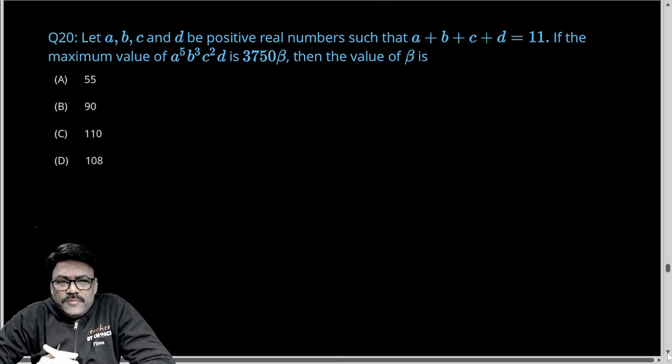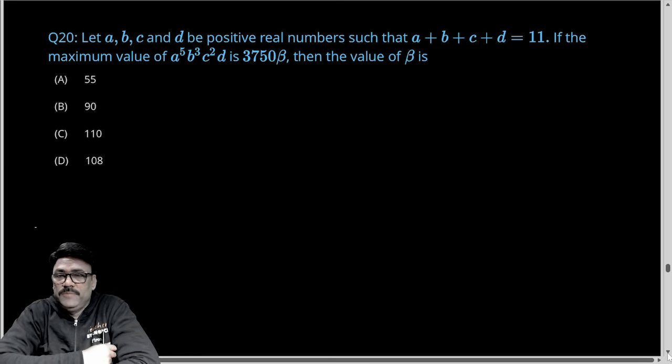See this question. This is from AM-GM. A, B, C, D are positive real numbers. A plus B plus C plus D is 11. And the maximum value of A raised to 5, B raised to 3, C raised to 2, D raised to 1 is 3750 beta. What will be beta here?